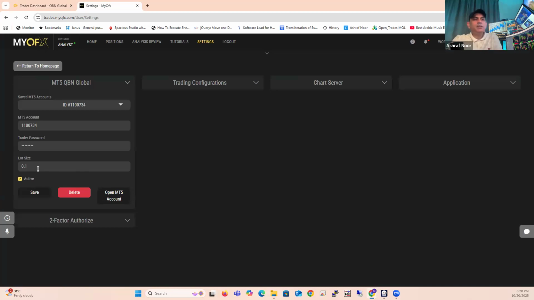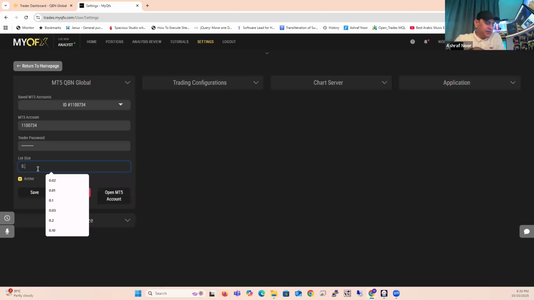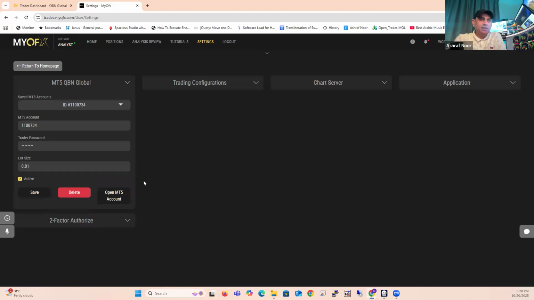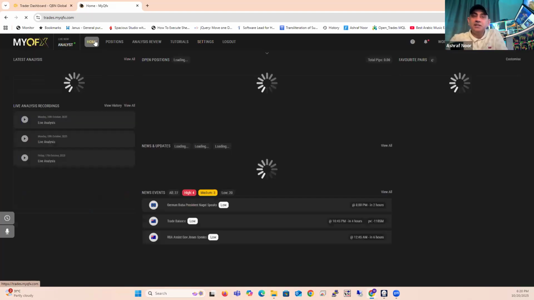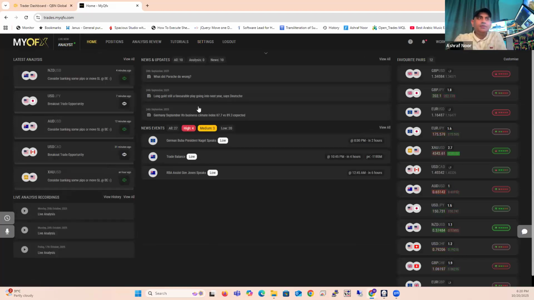The lot size is based on your account size. But if you really want to test it first, I recommend for testing, just put 0.01. That's going to be 10 cents per lot size. When you say active and you press the save button, when you see this green OK button, that my MT5 QBN Global configuration is saved, it means your account is connected with MyQFX. So next is just keep enjoying making profit.